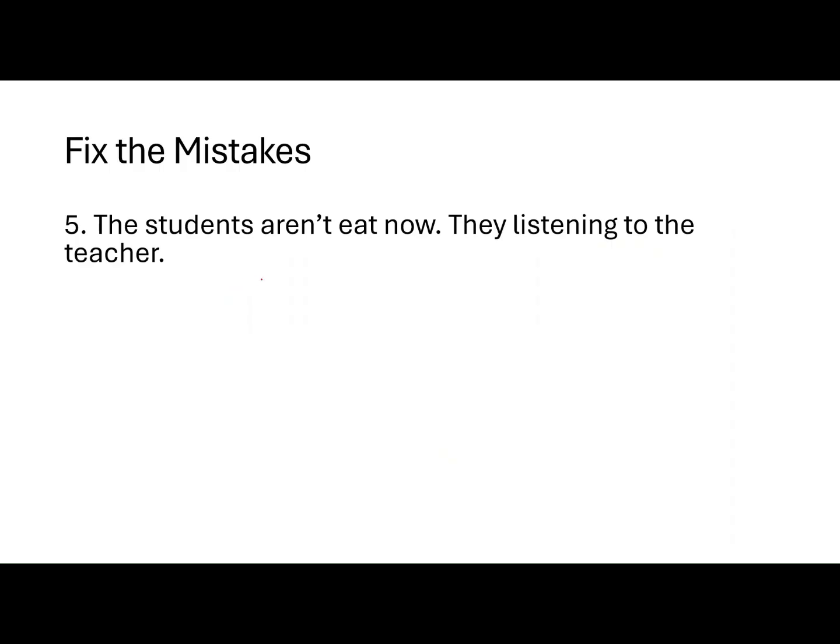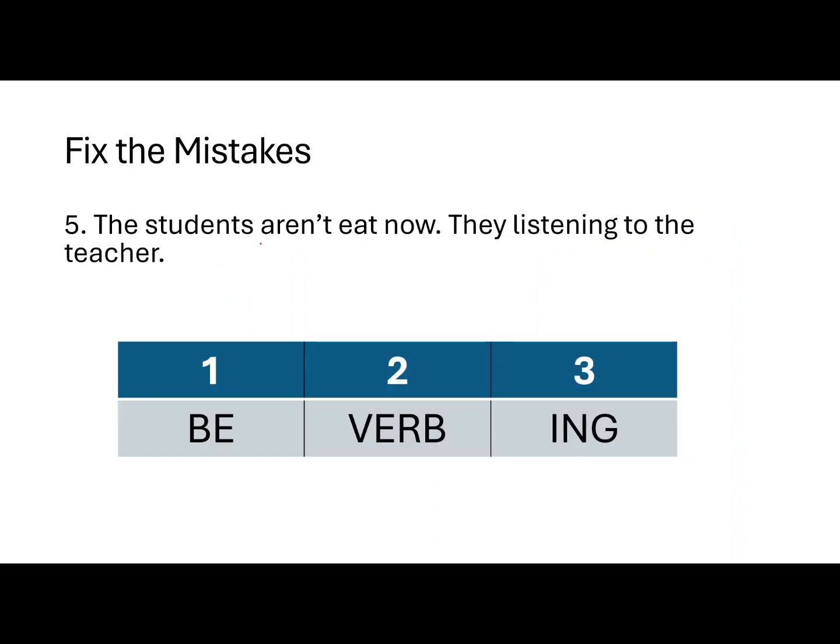Can you fix these present progressive sentences? The students aren't eat now, they listening to the teacher. In the first sentence, I have the verb be, that's good, that's the first part of present progressive. I have the verb eat, that's good. I have part 2, but I'm missing this ing. I'm missing number 3. So I need to add ing to eating. So that would be the students aren't eating now.